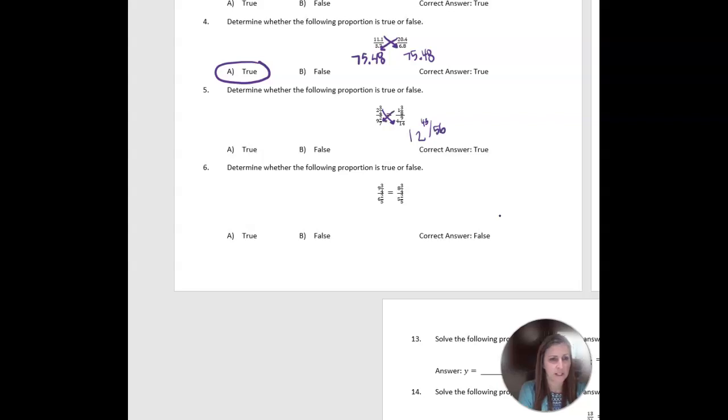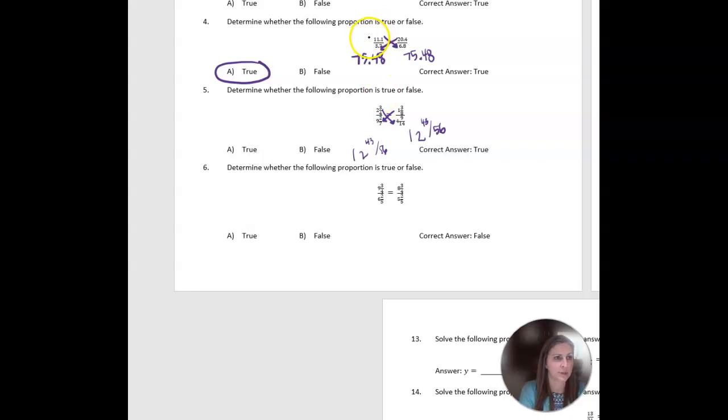Now I'll go from right to left. 1 3/8 times 9 2/7 is also 12 43/56. So that one is also true. Okay. Another way to do it would be to compare your fractions. So, well, put them in the calculator and compare them as decimals.